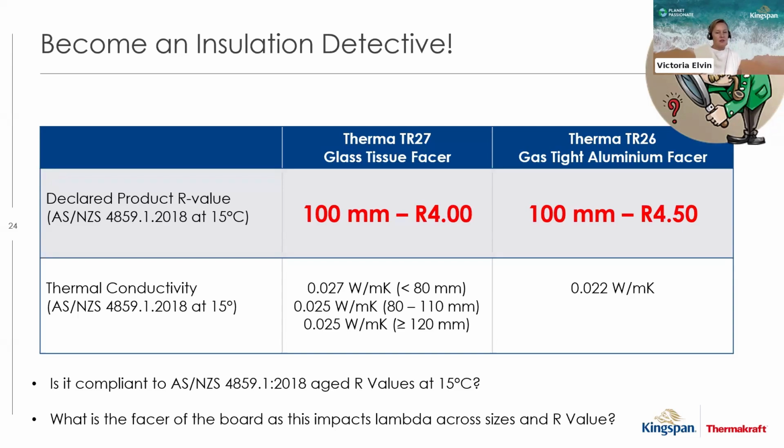So when you look at a data sheet or a selection of products, you're looking to see, have I got different lambdas for a glass tissue faced product? Does it make sense that my gas-tight aluminium facer is sitting around 0.022? Is the manufacturer reporting a declared product value at 15 degrees in accordance with 4859? You might see sometimes online a product that will have glass tissue, unfaced PIR, perforated aluminium, and gas-tight aluminium, and they'll report the same lambda and thermal performance for all of them. I could challenge that supplier and say that is not an accurate representation of their product and market.